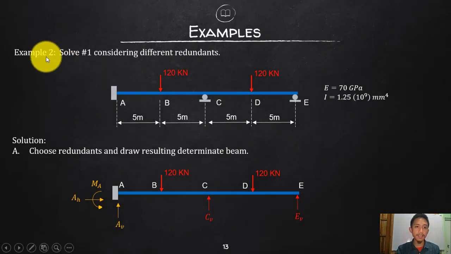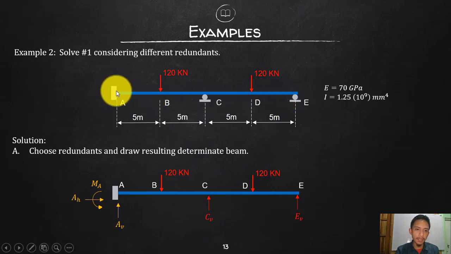Okay, so let's have another example, but of course we will be considering the same beam, but this time we will be using different redundants. Okay, so a while ago I considered, okay, this will serve as our example number 2. Instead of drawing another beams and another diagrams, let me just use the same, but of course different redundants. Okay, so a while ago our redundants are your MA and your CV, but this time I will just make it as a cantilever beam. So my reactions at the roller will be my redundants.